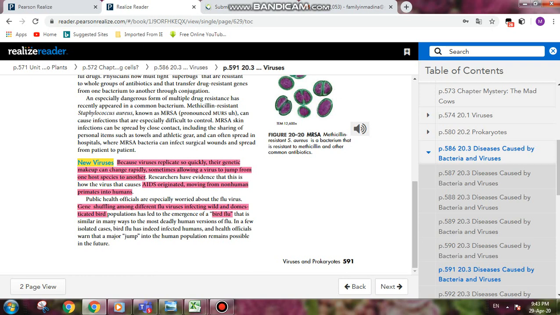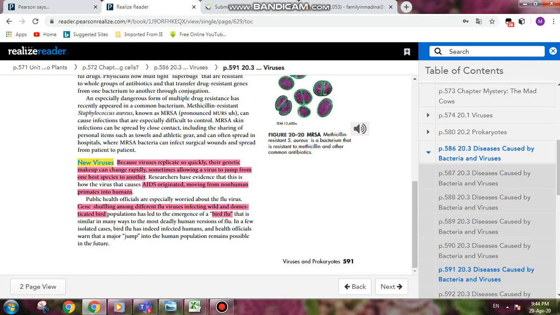Viruses replicate so quickly, and whenever they replicate so quickly, it means they can form mutations also. With mutations forming so quickly, new types of viruses evolve quickly, like AIDS. AIDS was first found in non-human primates, and then it moved into humans.